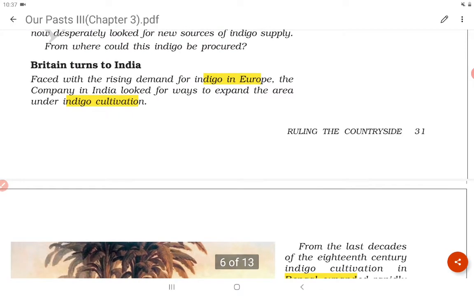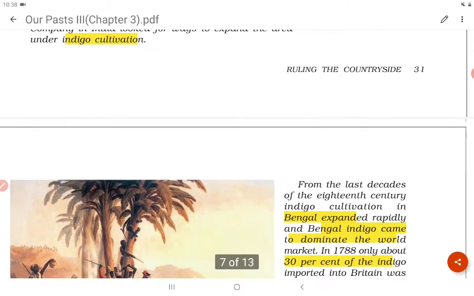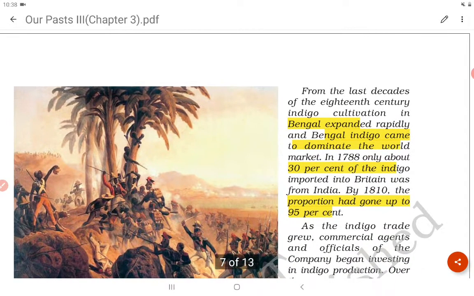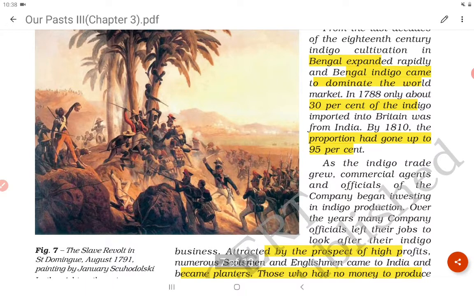Britain turns to India. Faced with the rising demand for indigo in Europe, the company in India looked for ways to expand the area under indigo cultivation. From the last decades of the 18th century, indigo cultivation in Bengal expanded rapidly, and Bengal indigo came to dominate the world market. In 1788, only about 30% of the indigo imported into Britain was from India.